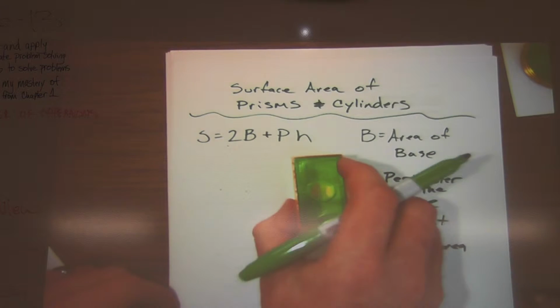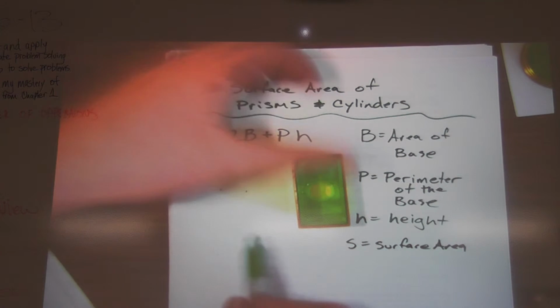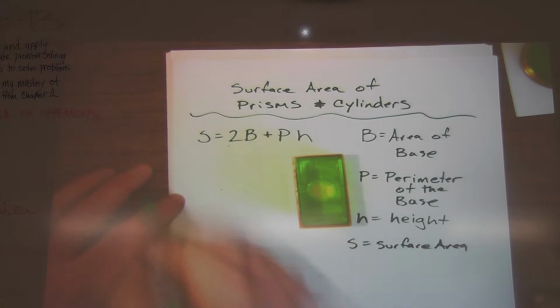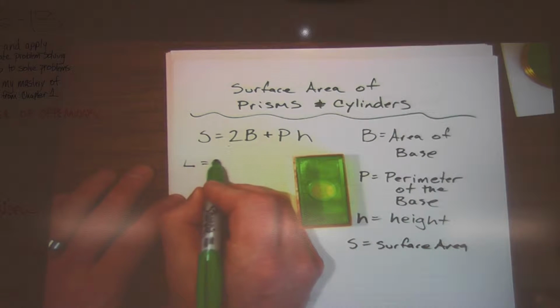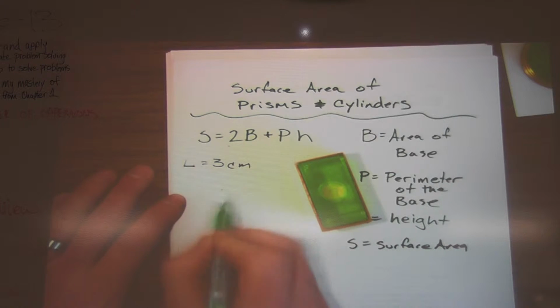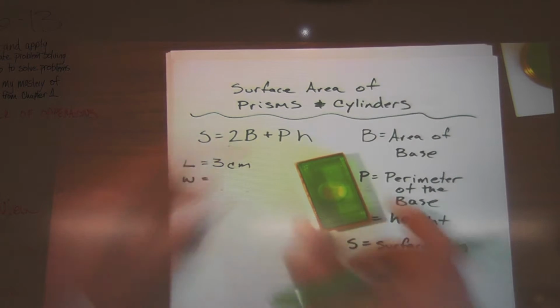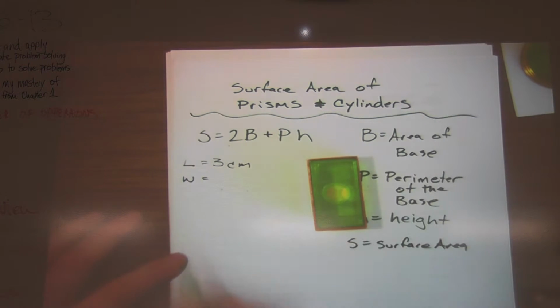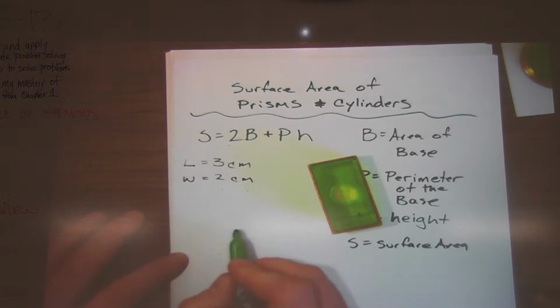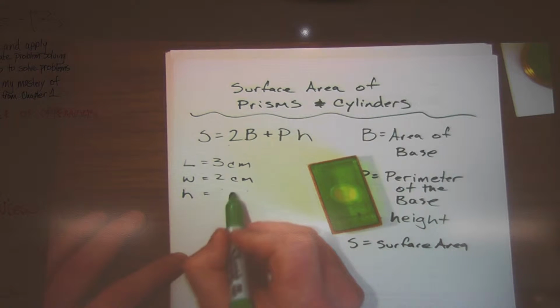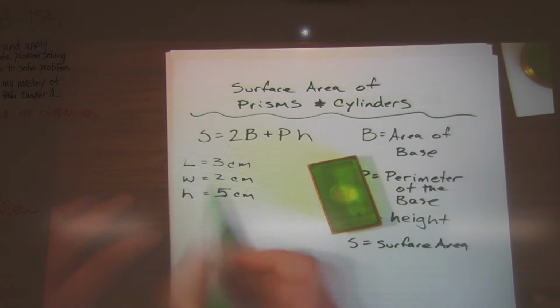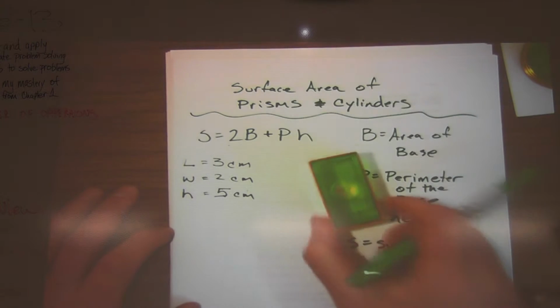So if we take this prism and say that it has a length of 3 centimeters, a width of 2 centimeters, and a height of 5 centimeters, we can use this to find the surface area of this prism.